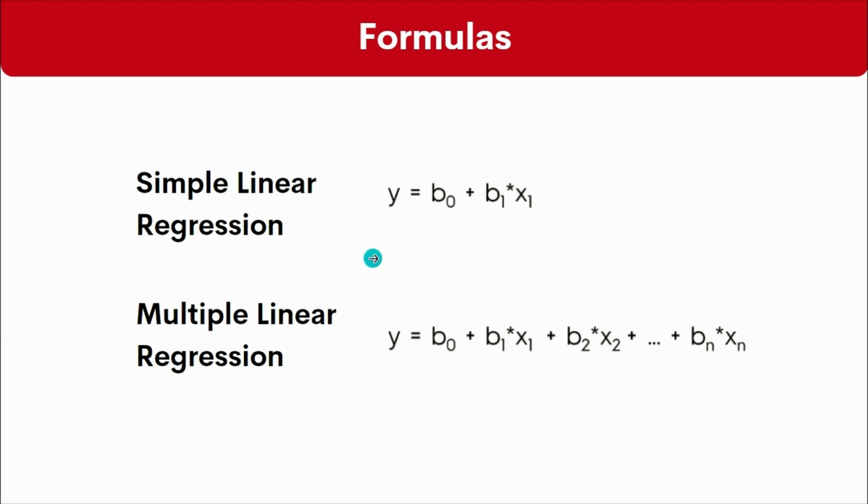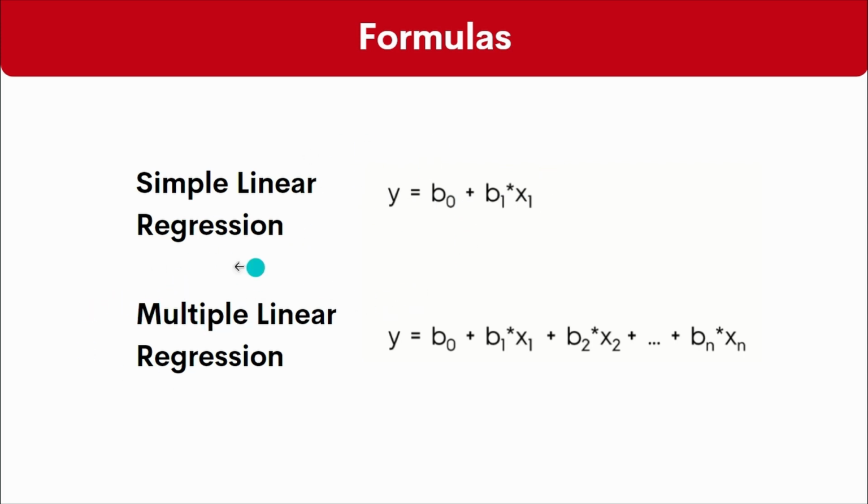Don't get confused, this is just y equal to mx plus c. This is the y value, this is the c value, which is the intercept, which is b0, and this is mx. Here x is x1 and m is given as b1, and they are multiplying. So that's what y equals mx plus c.